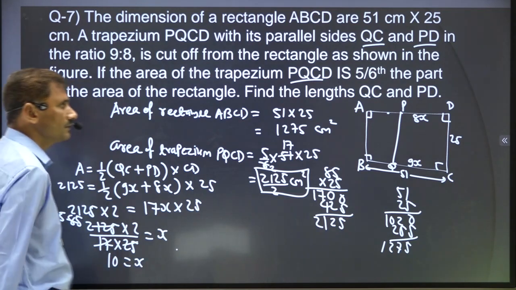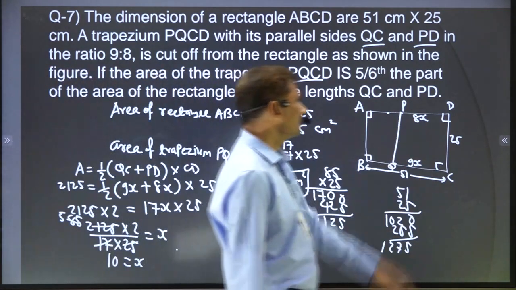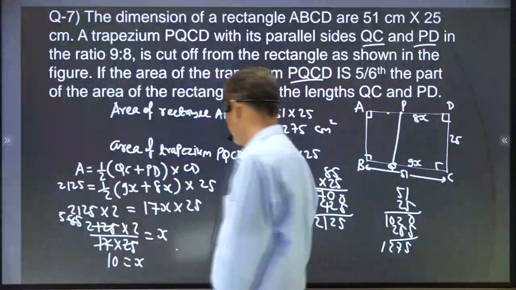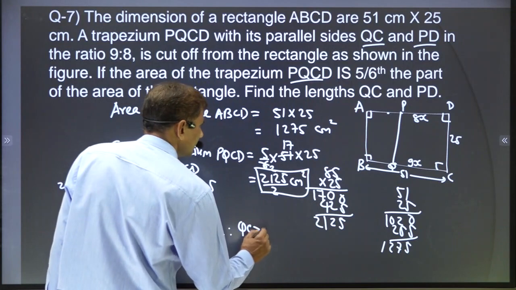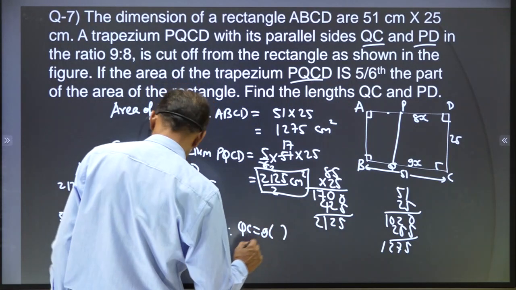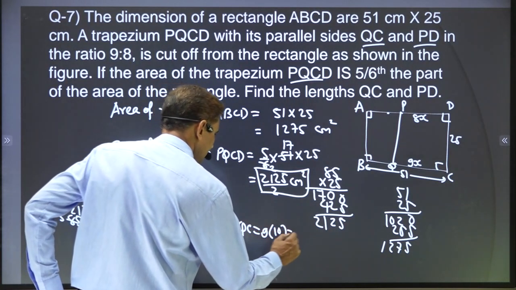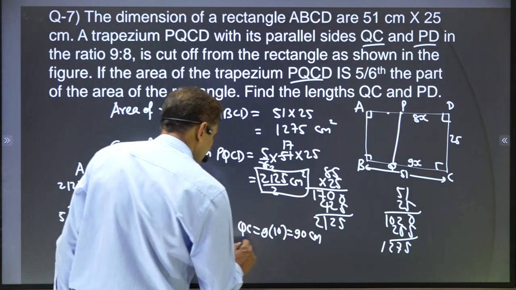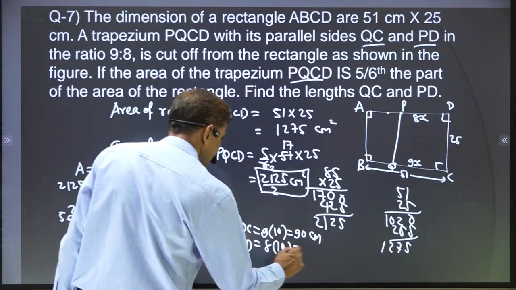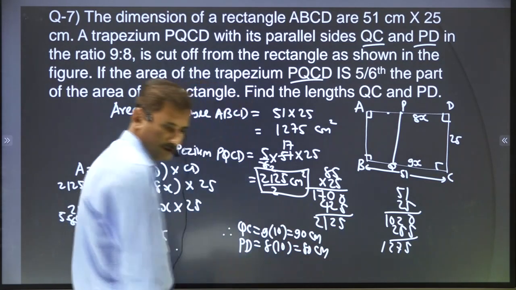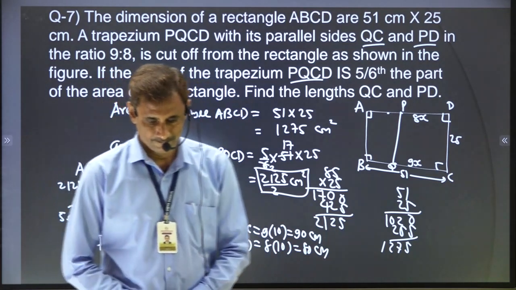Okay, so if we got x, then obviously we will get QC and PD also. So therefore QC equal to 9x means 9 tens are 90 centimeter and PD equal to 8x means 8 tens are 80 centimeter. That is our final answer.